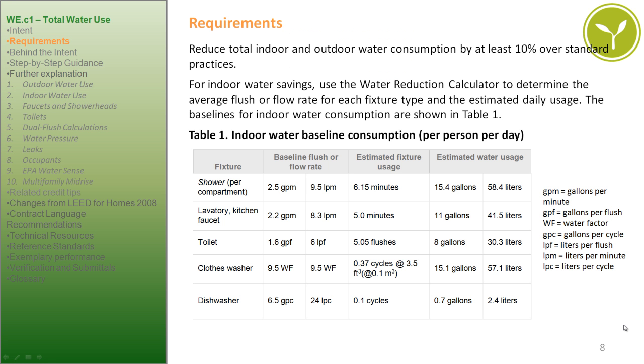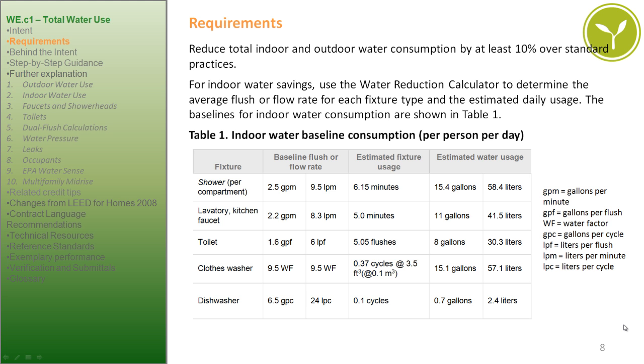Requirements: reduce total indoor and outdoor water consumption by at least 10% over standard practices. For indoor water savings, use the water reduction calculator to determine the average flush or flow rate for each fixture type and the estimated daily usage. The baselines for indoor water consumption are shown in Table 1. Table 1: indoor water baseline consumption per person per day.